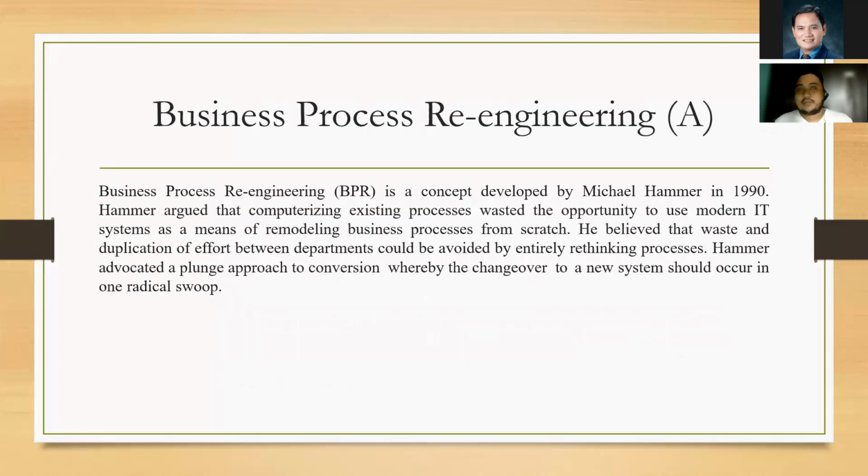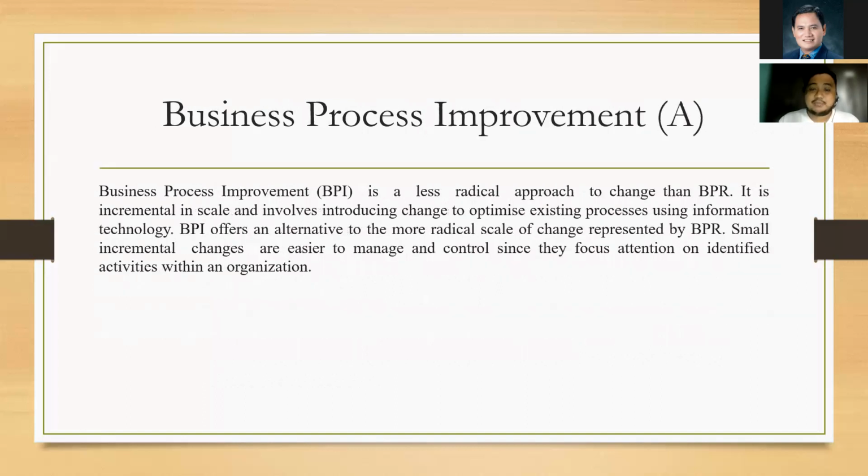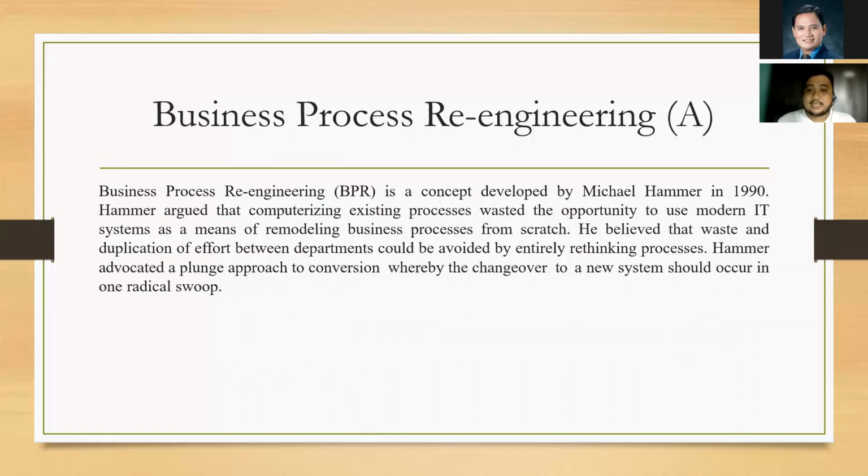So previously we talked about two terms, which are business process reengineering and business process improvement. Business process reengineering is a higher tier of change, no. So let me read this description. Business process reengineering is a concept developed by Michael Hammer in the 1990s. Hammer argued that computerizing existing processes wasted the opportunity to use a modern IT system as a means of remodeling business processes from scratch. He believed that waste and duplication of effort between departments could be avoided entirely by rethinking the process.